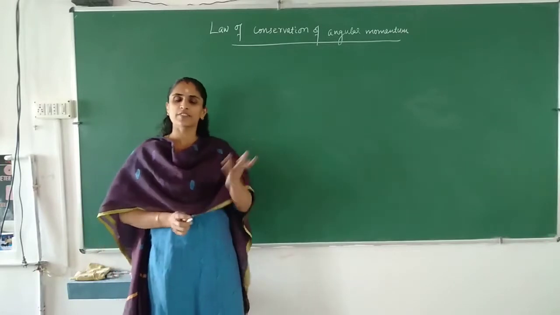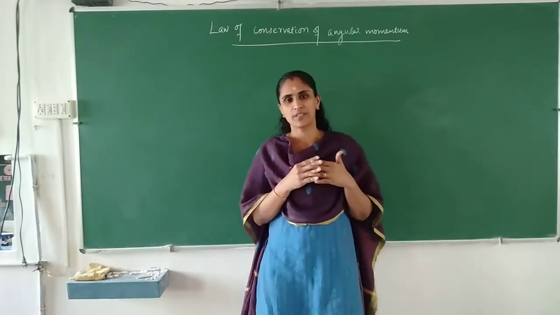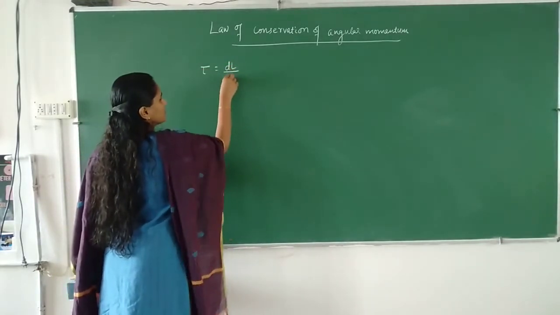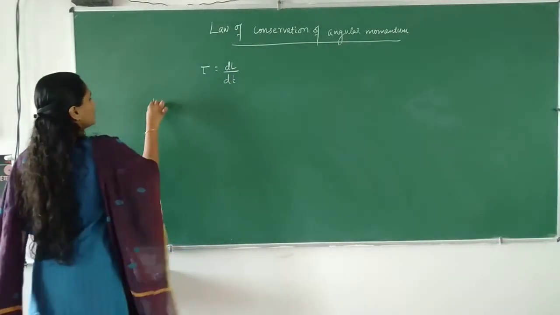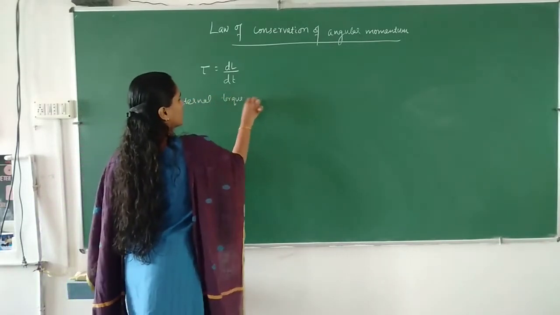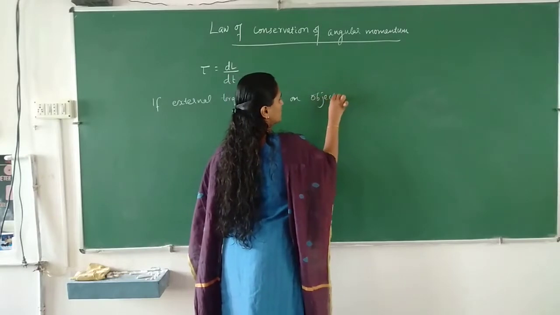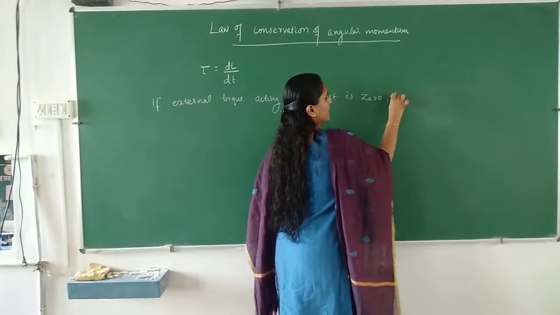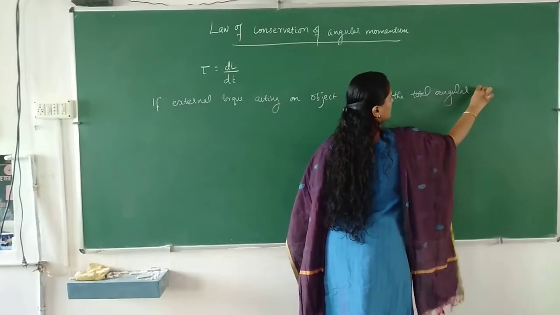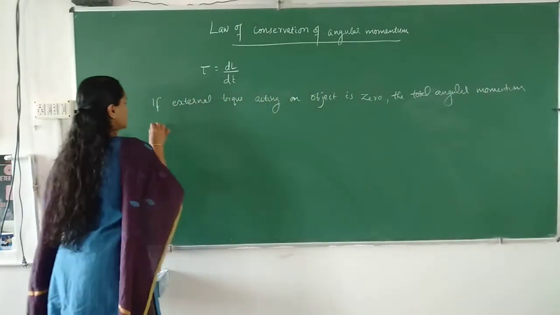So what does it say? The law of conservation of linear momentum says that in the absence of external force, net linear momentum is constant. In the same way, we can write: we know that torque is equal to dL by dt. So if the external torque acting on an object is 0, the total angular momentum remains constant.